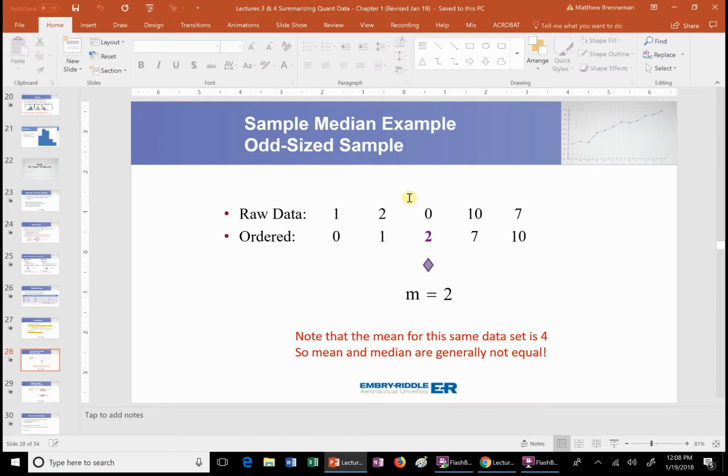So some really simple examples. If I have a data set with an odd number of values, I order them, and you can see that the middle value is 2, and that's the median. We use small n for the sample median. And you can see that if you take the arithmetic average, it's 4. So usually the mean and the median, they're not the same. So the question comes down to which one do we use?